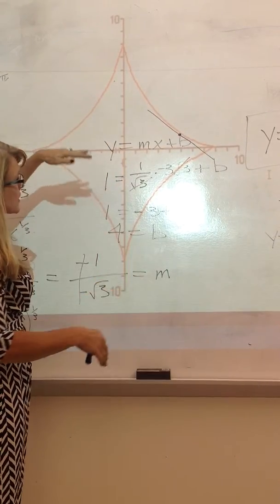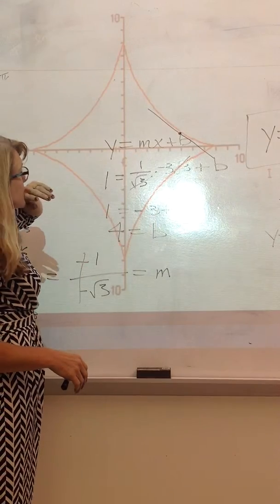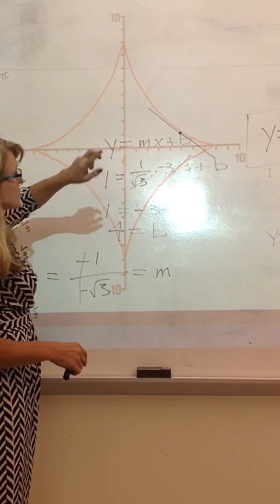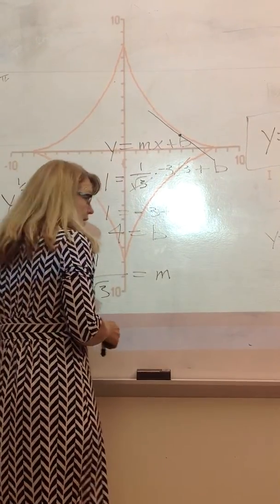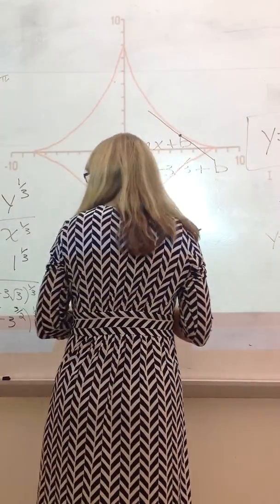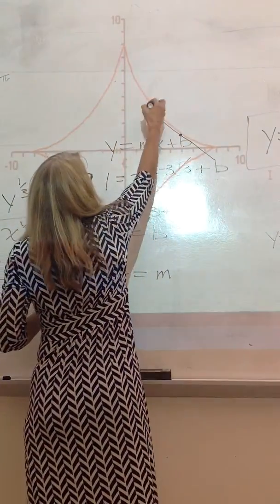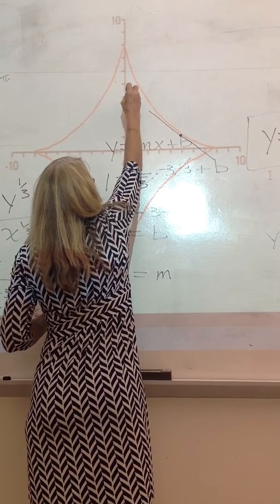So I sort of drew it in tangent. We can test it from the slope and my y-intercept. So if I keep drawing, my y-intercept is supposed to be 4, okay?